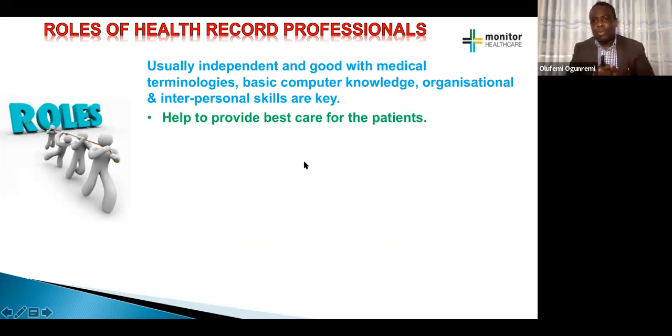So they help to provide the best care for the patient, obviously, because you're helping to sort things out. This profession, when we talk about health record professionals, is majorly for people who want to work in a healthcare environment, but maybe dealing with patients, dealing with blood, dealing with all these things is not yours. But you want to be part of the team that delivers healthcare, because your role becomes very, very important if you've seen what I've talked about.